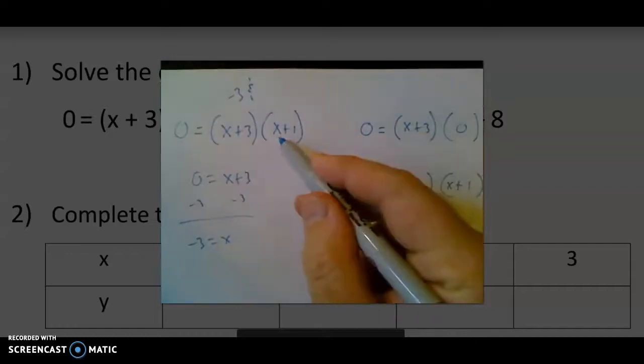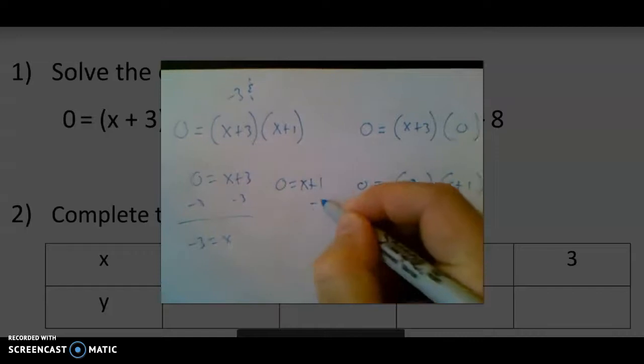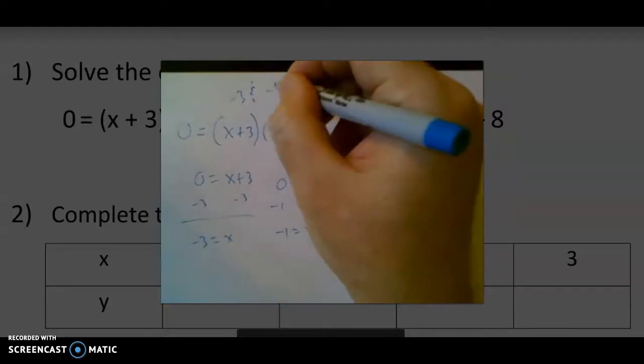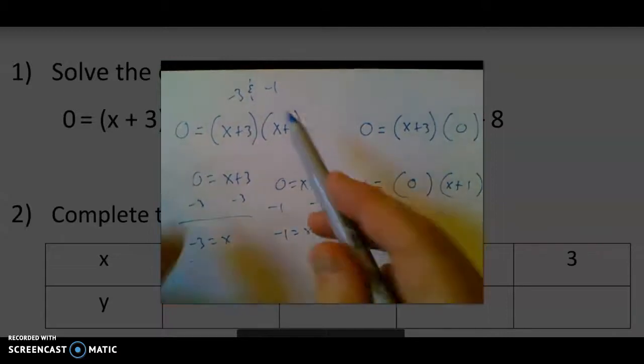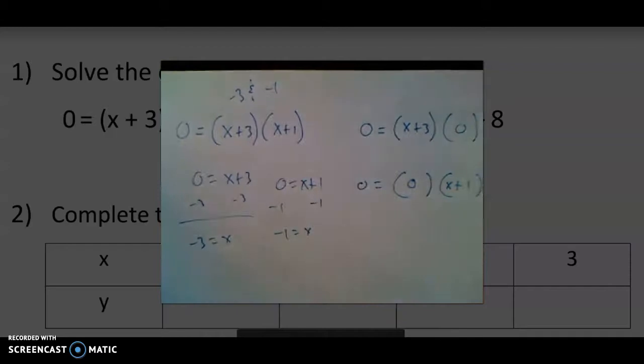The other solution then is when I solve this half. So I go 0 equals x plus 1. Subtract 1 from both sides, and negative 1 is the other solution. So both of these numbers will make the entire equation equal 0.